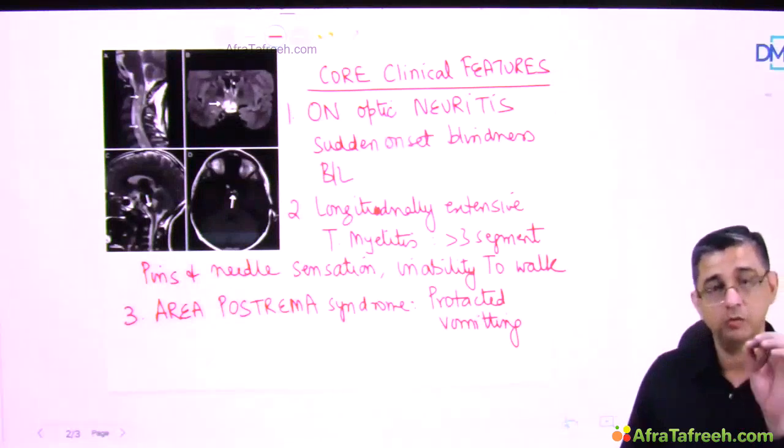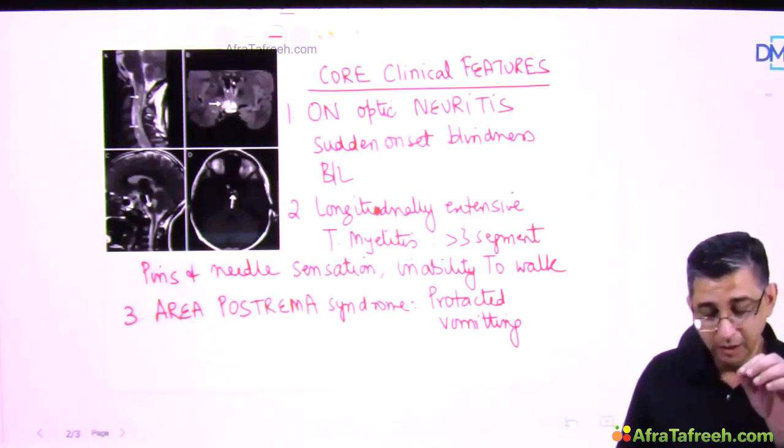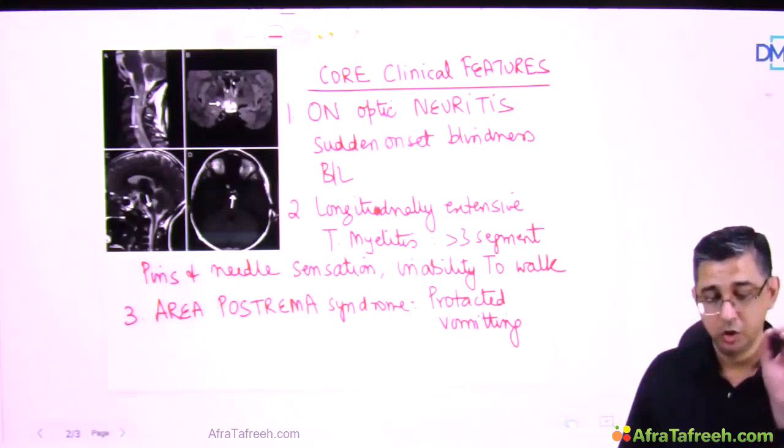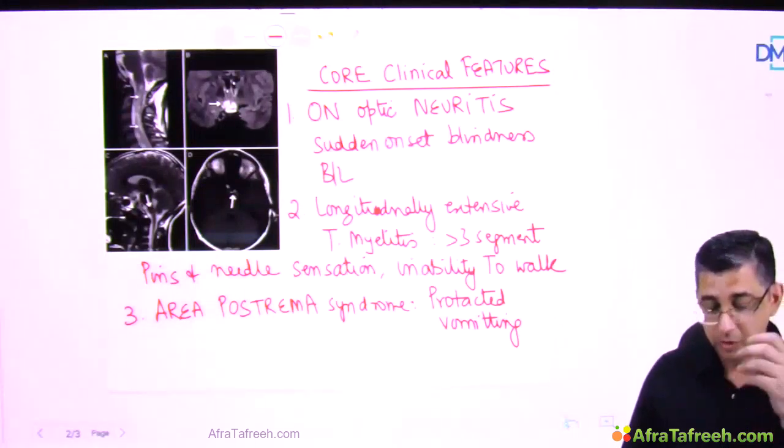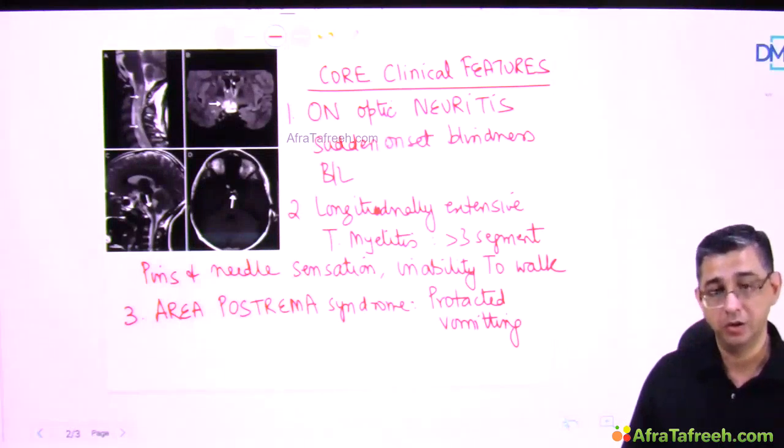It is direct damage to the vomiting center. There is a demyelination, there is a damage to the blood-brain barrier related to the vomiting center. So area postrema syndrome is a very classical terminology to describe this.